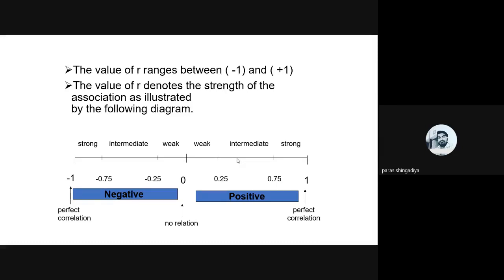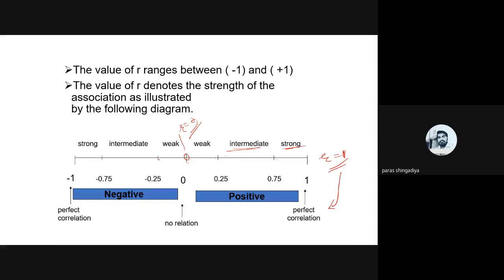So it also indicates the strength of correlation, and here it is given in the following diagram. Here r is 0, meaning there is no correlation between the data. Then 0 to 0.25 is called weak correlation, 0.25 to 0.75 is called intermediate correlation, and 0.75 to 1 is called strong correlation. For r equal to 1, it is known as perfect positive correlation.